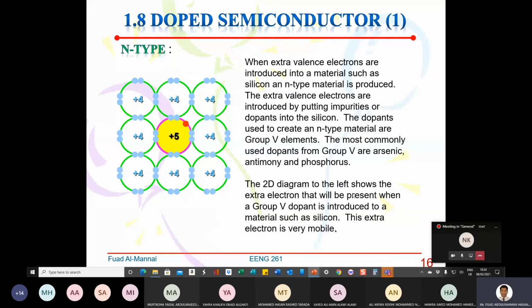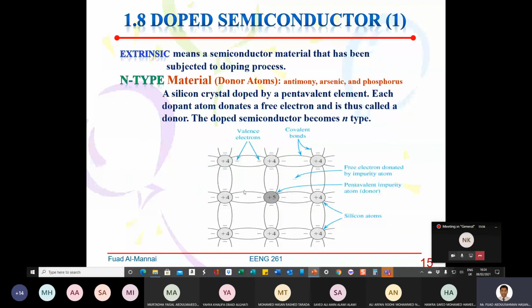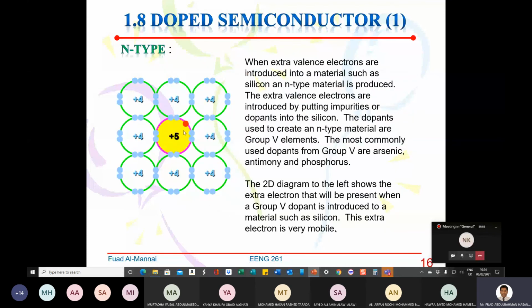I added more information from the internet. This shows you the same thing as this here. This is the phosphorus impurity atom introduced in the semiconductor, and you can see that 4 electrons are shared with the 4 neighbor electrons of the silicon, and 1 is floating around. It's good for conducting electricity.